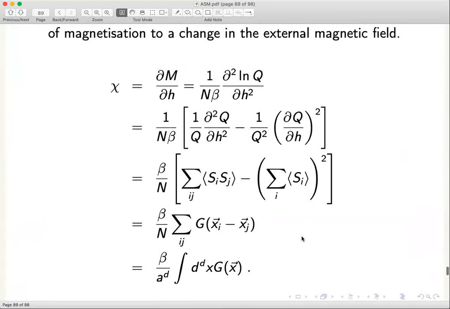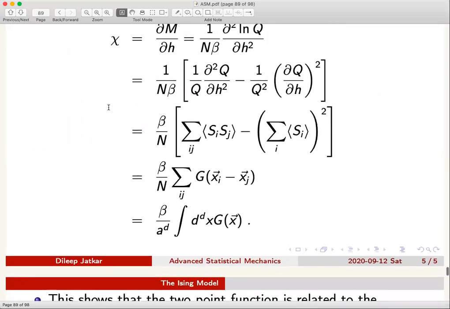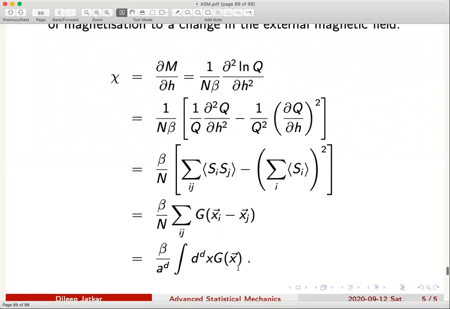So if you take a continuum limit of this system, then there is a unit lattice distance, which is a, and since it's a cubic lattice that we are looking at, it would be a to the d that would be the factor, and then you integrate this g over a d-dimensional space. Fine. So what we find is that the susceptibility is related to the integral of the connected 2-point function of the system. So that is the relation.